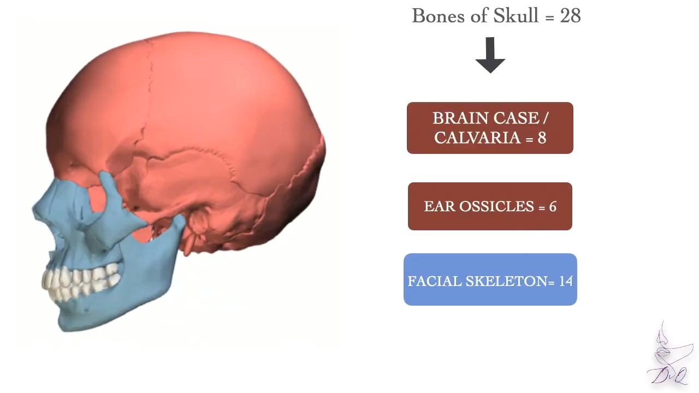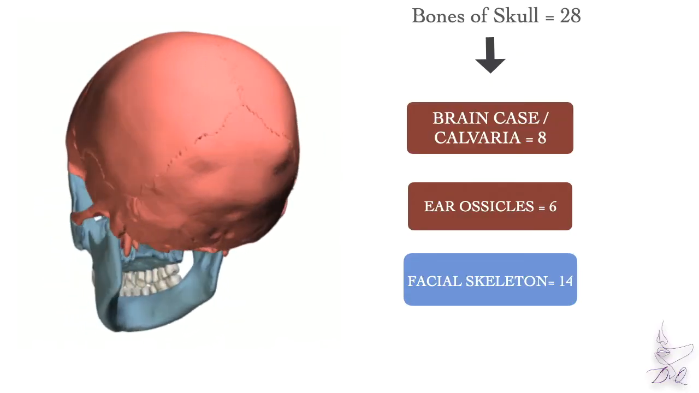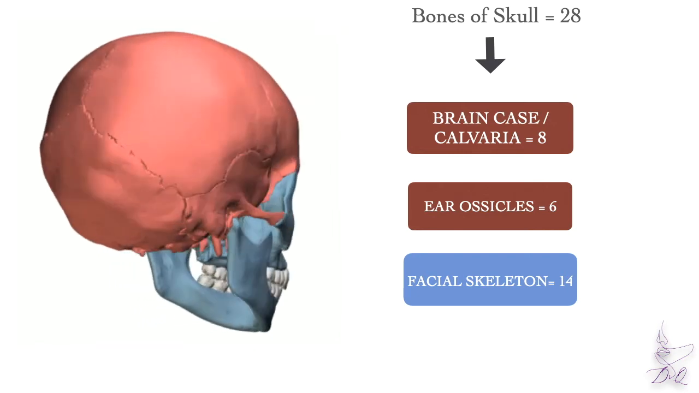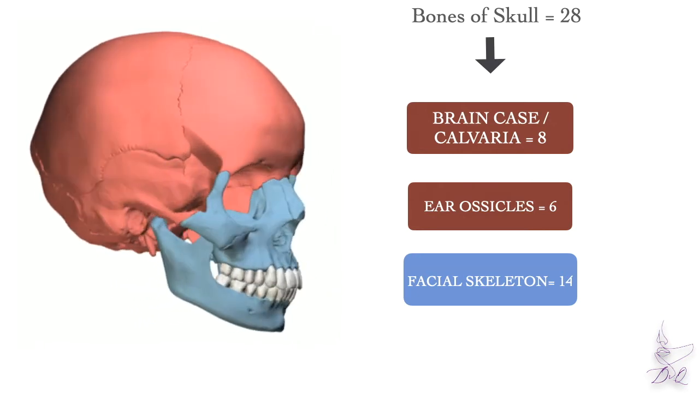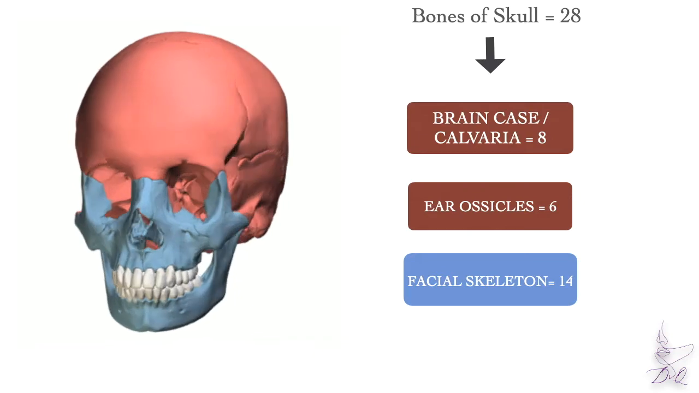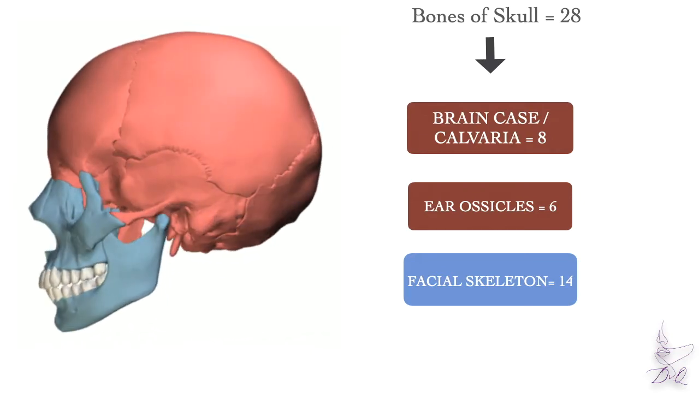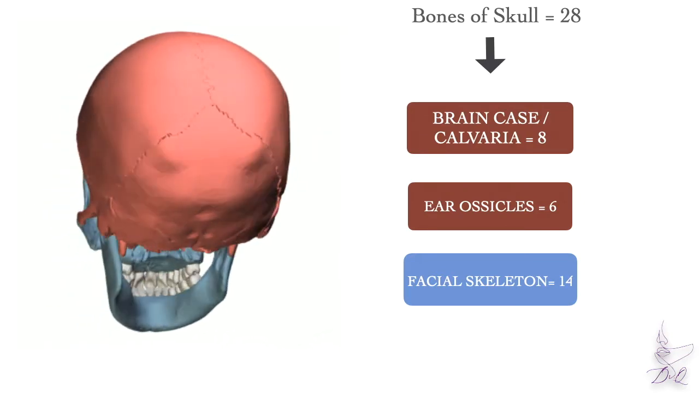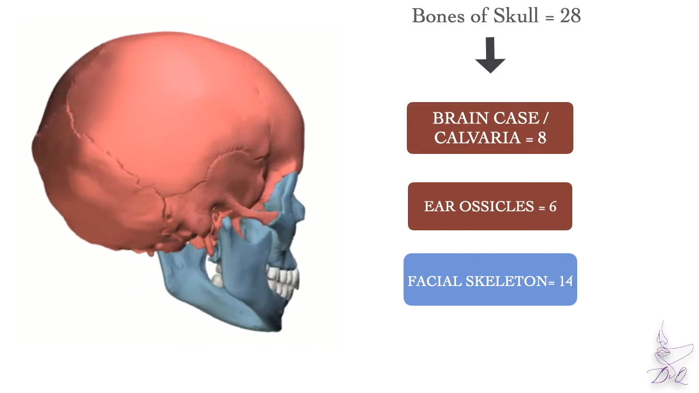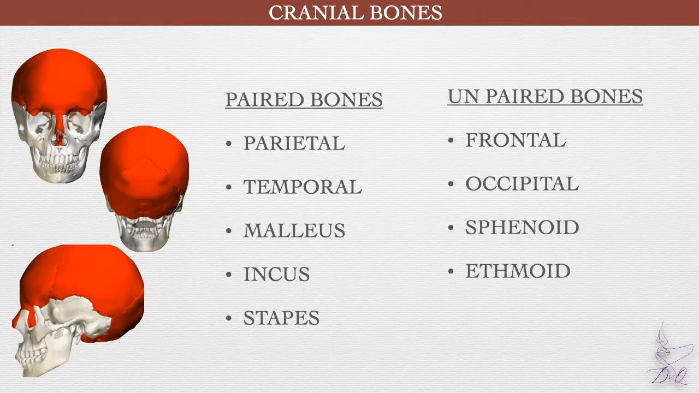Now let's see the bones of the skull. The skull comprises of 28 bones, that is, the brain case or the calvaria comprises of 8 bones and 6 ear ossicles, and the facial skeleton comprises of 14 bones. Let's understand the individual bones of the skull in detail, beginning with the cranial bones.